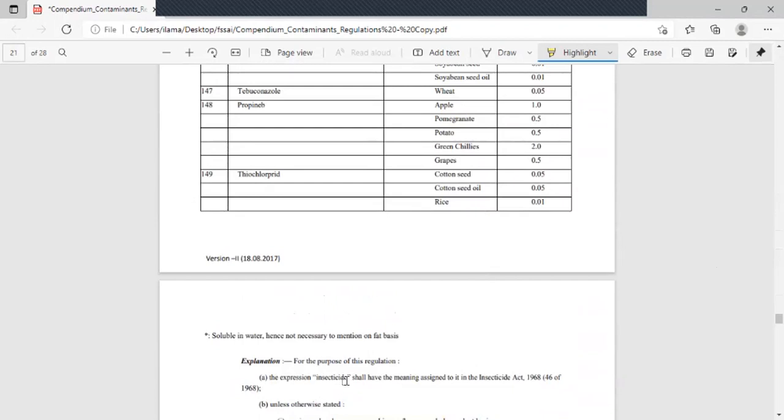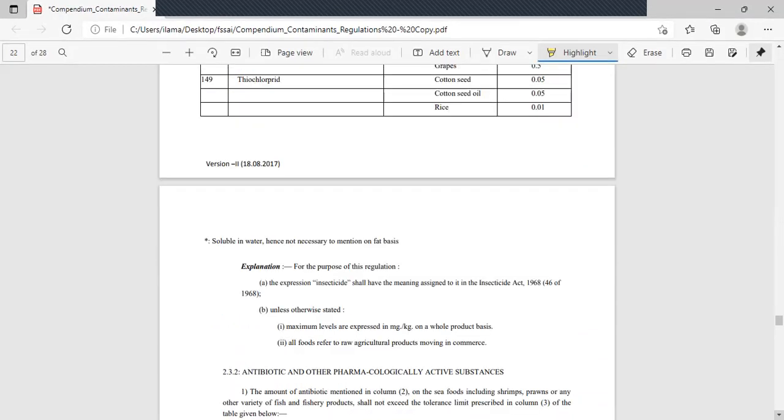The expression insecticide shall have the meaning assigned to it in the Insecticide Act, and maximum limits are expressed in milligrams per kg on the whole product basis. All the foods refer to the raw agricultural products moving in commerce.